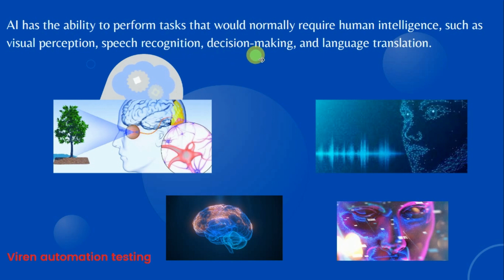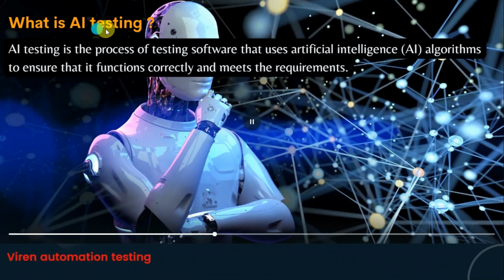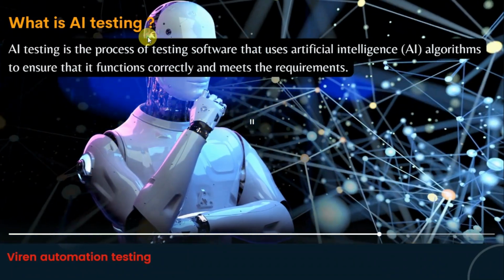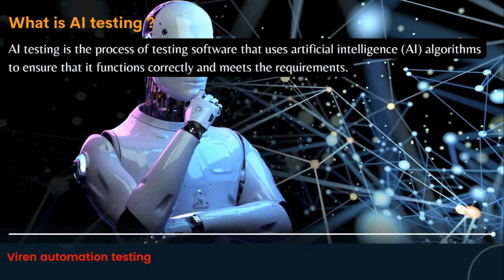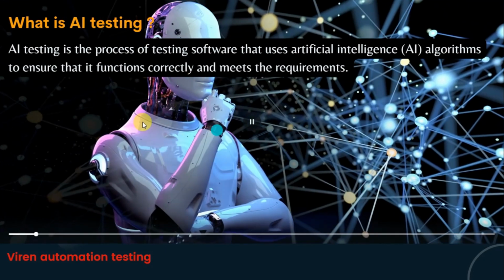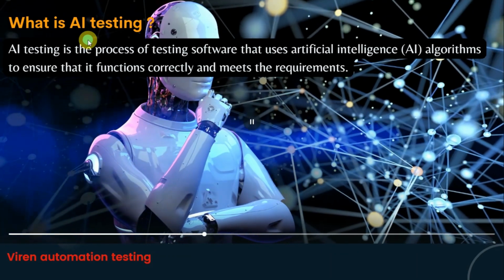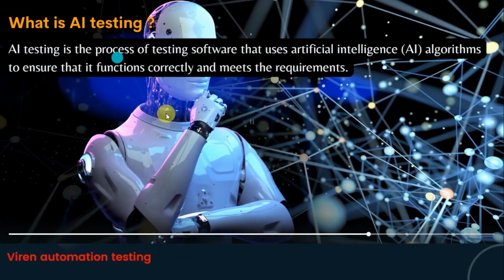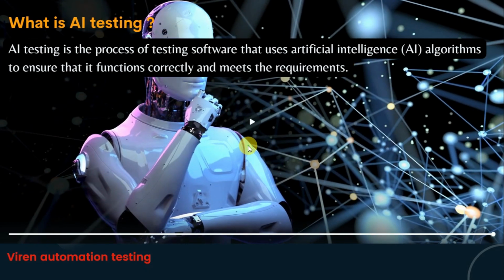And same with it with the decision makings and language translations. So language translation by text and speech recognition by the speech. So if someone is saying, and then we can understand the speech. Now, what is the AI testing that I want to know? So, is there any scope for the AI testers, or how to learn the AI testing? And is it possible to do the AI testing as a manual tester or as a automation tester?